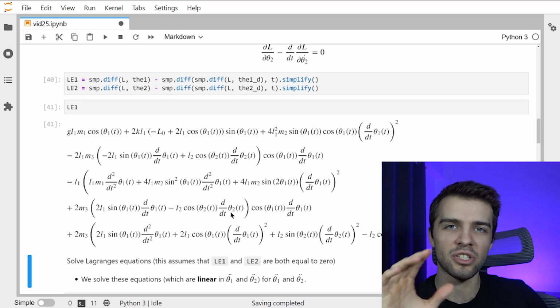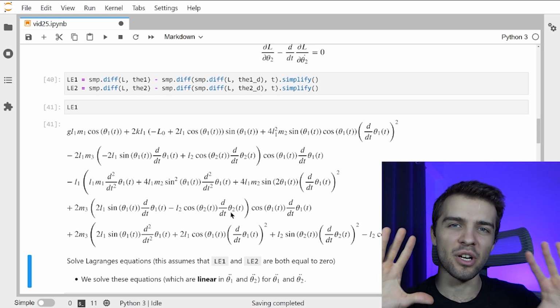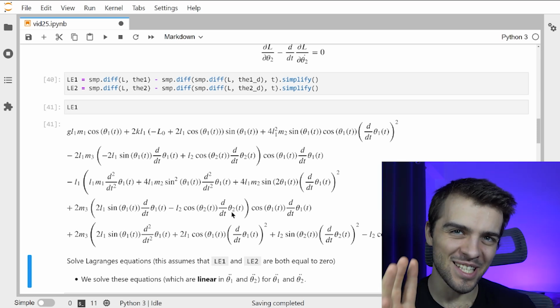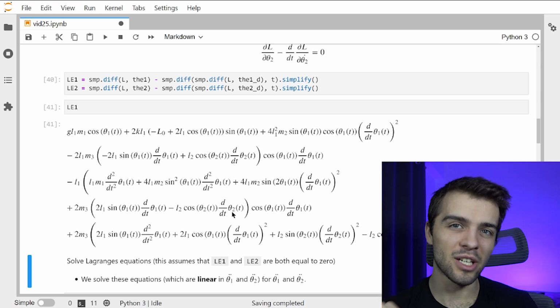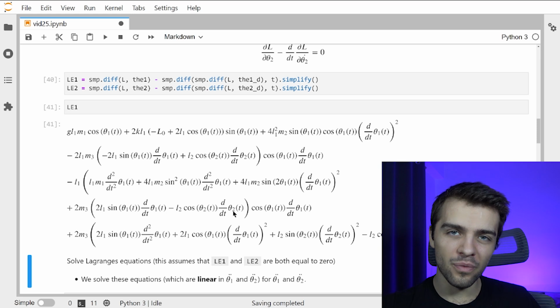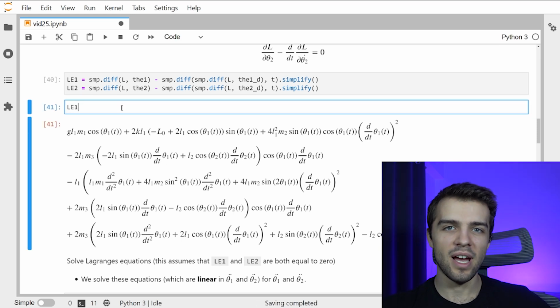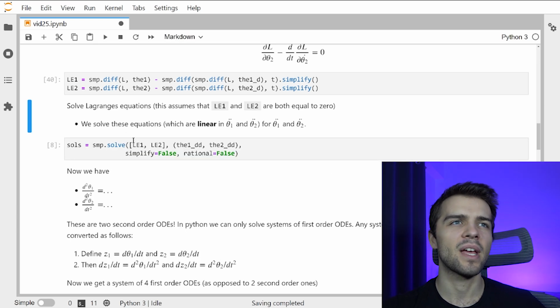I have two equations. That's a system of linear equations in the second derivatives. Now I'll repeat that. It's a system of linear equations in two second derivatives. So I can solve those systems of linear equations in the second derivatives really easily. You can solve a system of linear equations very easily. And that's what I do here.